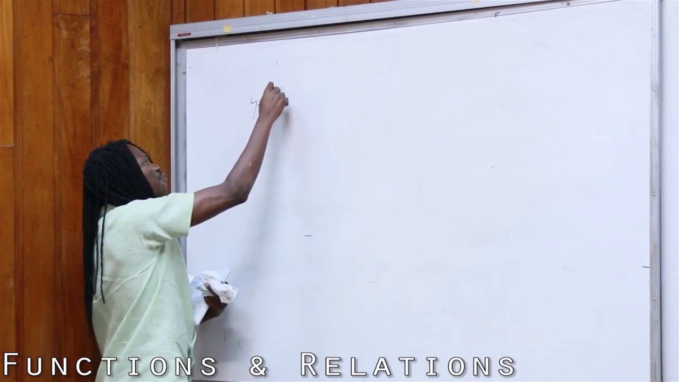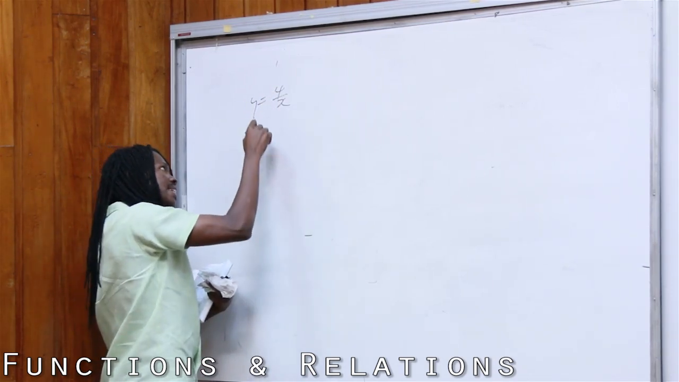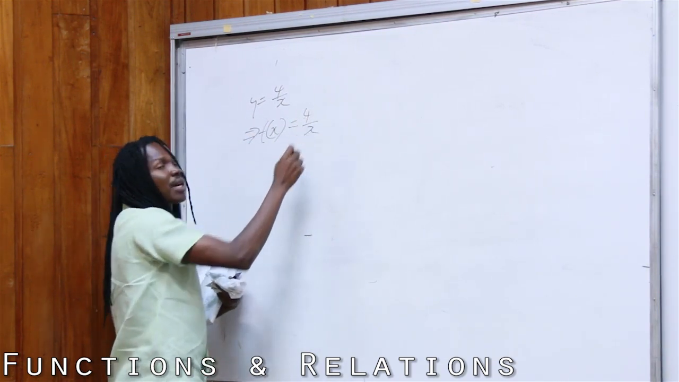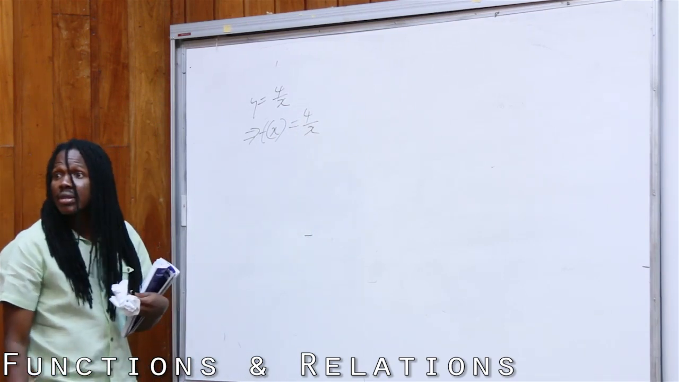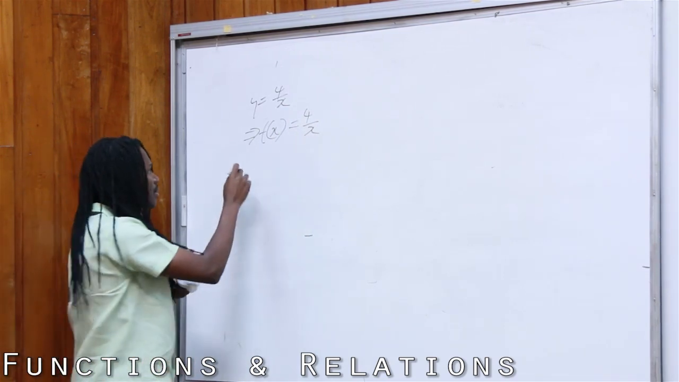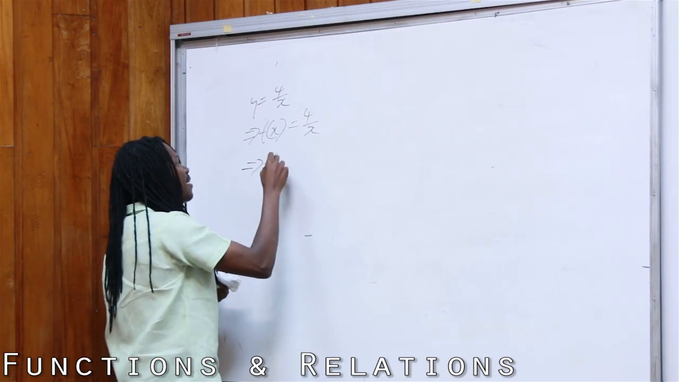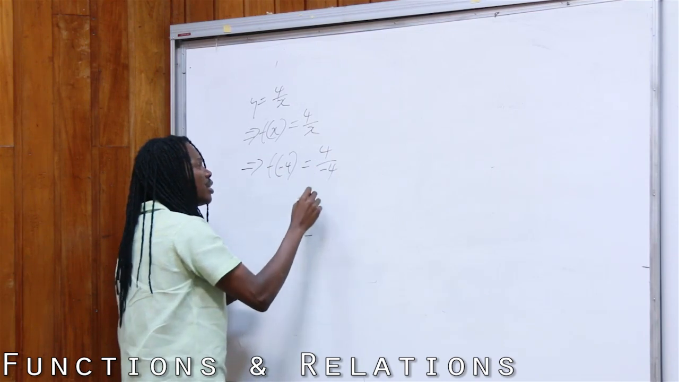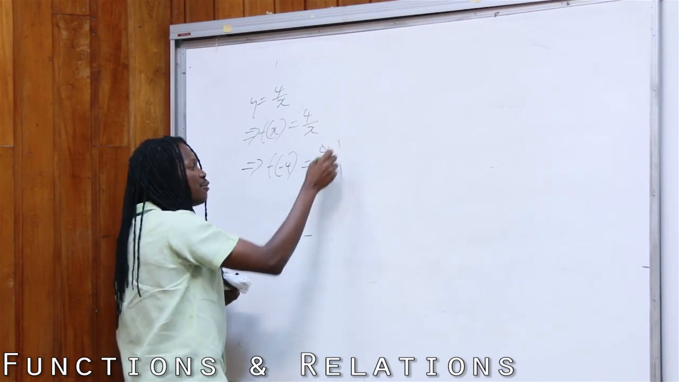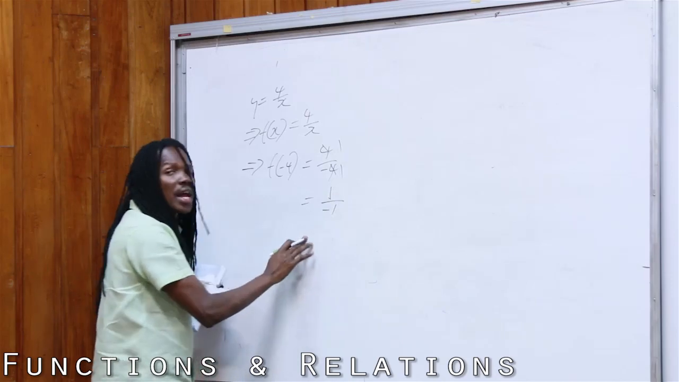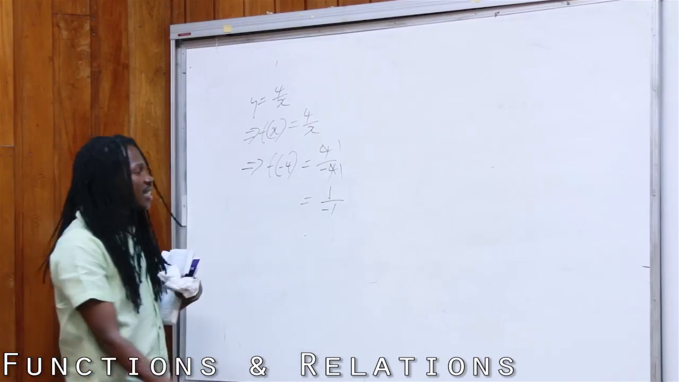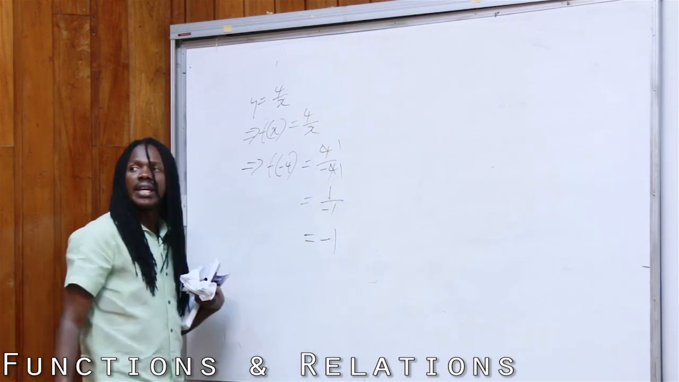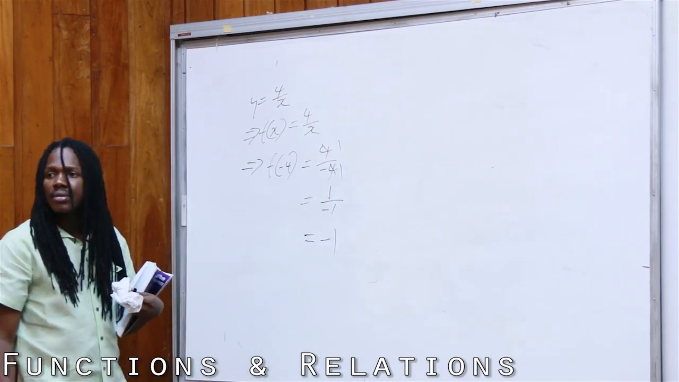If y equals 4 over x, it implies that the function f of x equals 4 over x, because the function of x is y. You see that? This implies that f of minus 4 is equal to 4 over minus 4, which is 4 into 4 one time, so 1 over minus 1. Because the signs are different, the result is going to be negative, and 1 into 1 is 1 time. See that?